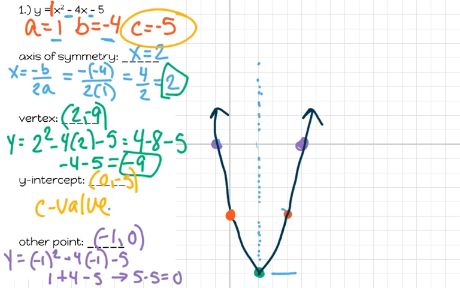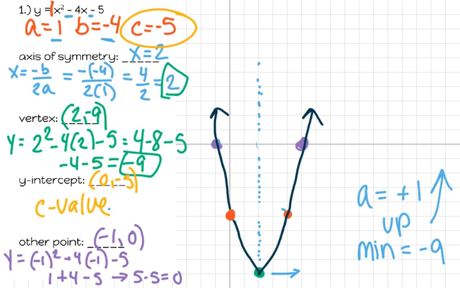Again, my vertex is here, and my a value was positive 1, which means that my parabola should be opening up, and it is. And then because my parabola is opening up, that means that the vertex contains the minimum, and it's, again, the y-coordinate of the vertex, which in this case is negative 9. So the minimum value for this parabola is negative 9.